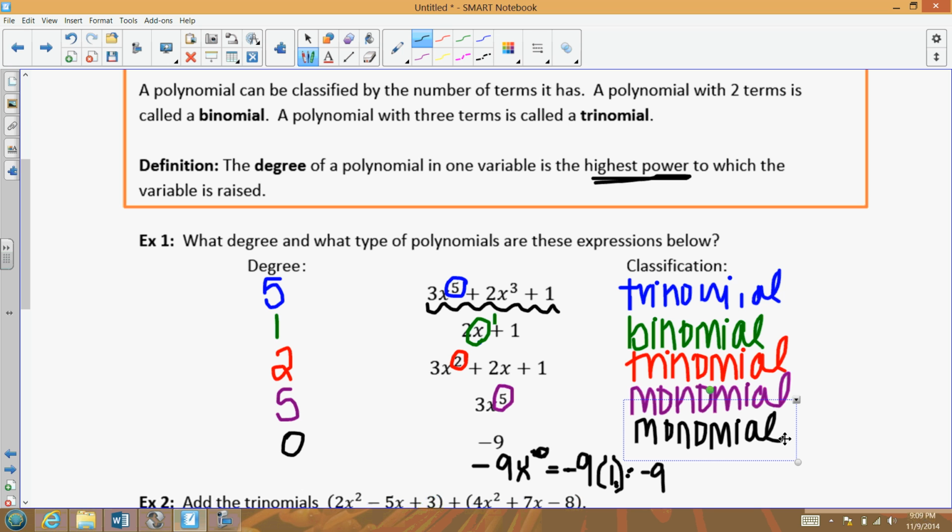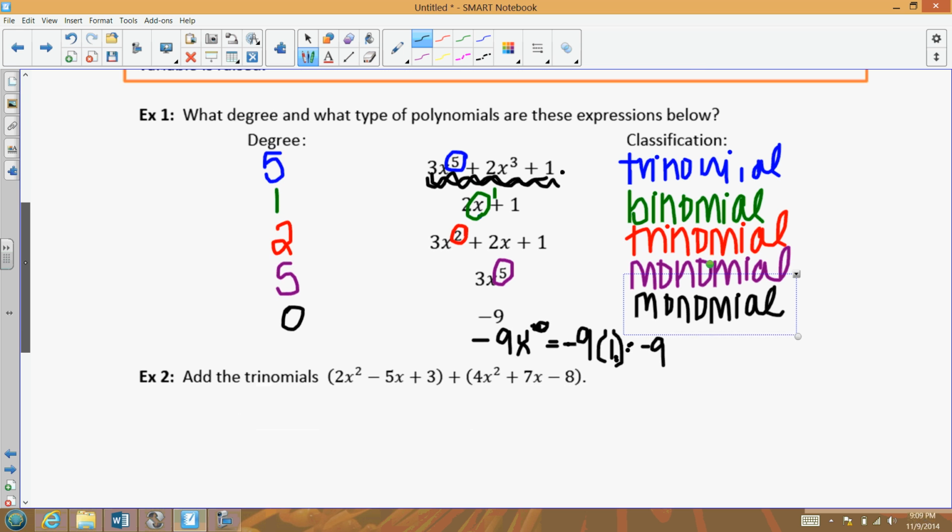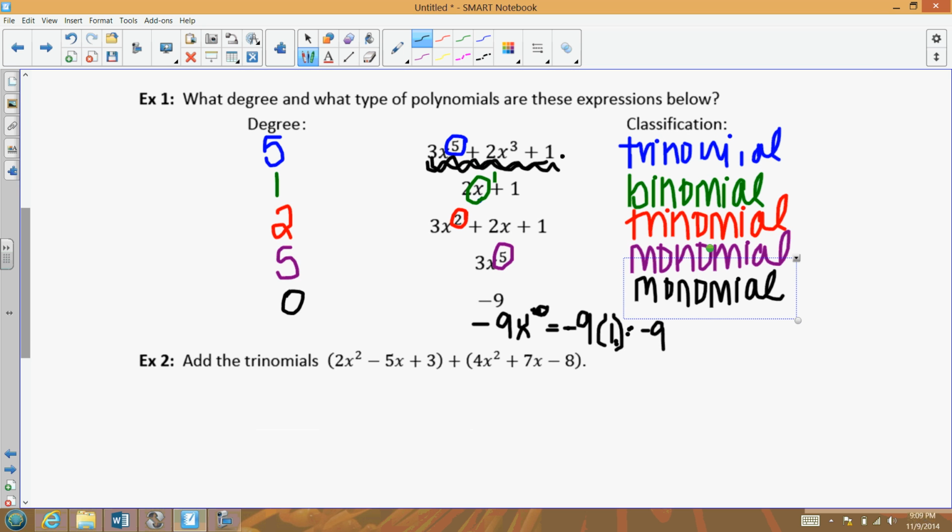So standard form just means the exponents are in decreasing order. So if you're looking at this first one here, it's in standard form because the exponents go 5, 3, and then 0. And again, the highest power is in front, which means the degree is in front. So just keep that in mind. Standard form just means that the exponents are in decreasing order.